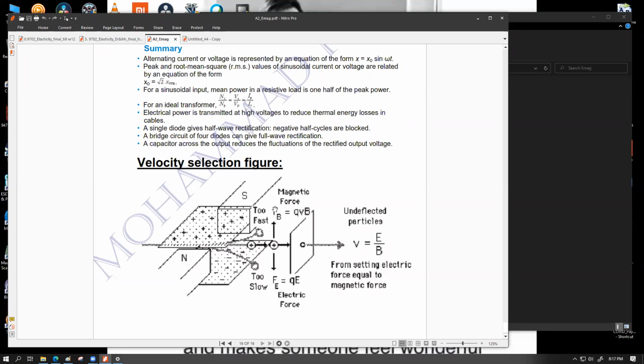Because the force that we obtain from the magnetic field is given by this expression. Have a look: BVQ. If the V becomes bigger, the product of these three variables becomes bigger.